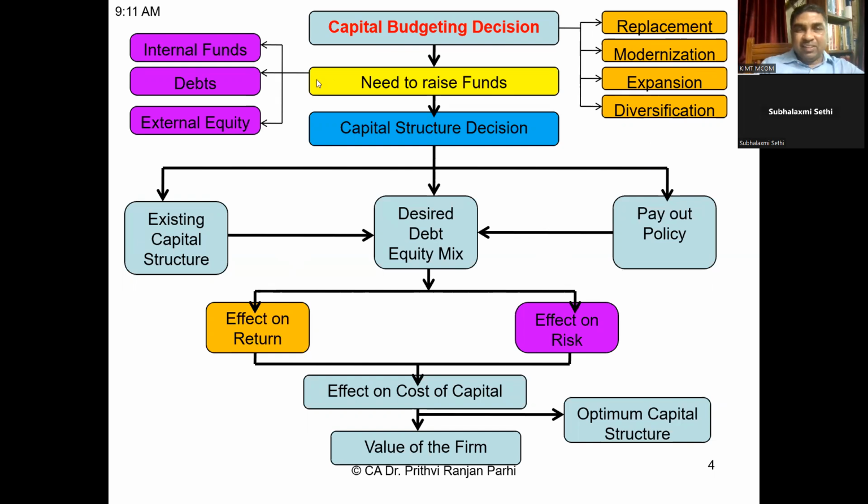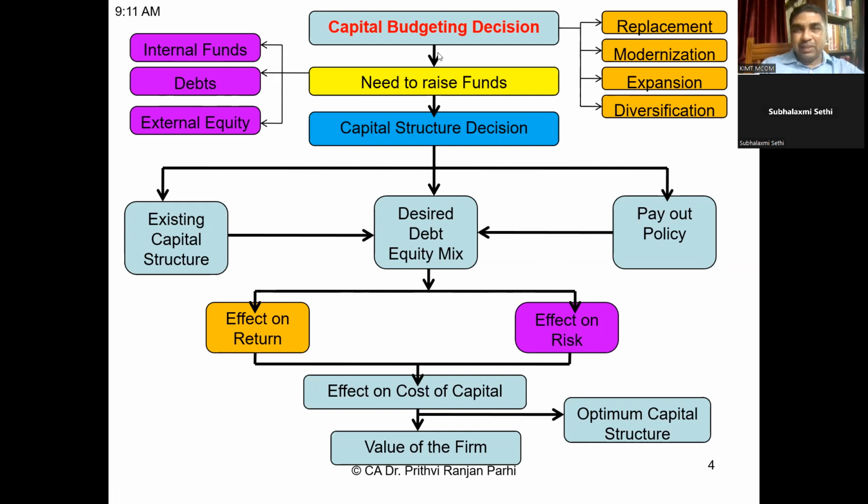When I say that I will be raising fund, now you see three possibilities I am showing. One is internal funds, internal generation. Second is debt. Third one is externally. Internal funds mean reserves. Debt means maybe term loan, maybe issue of debentures. External equity means fresh, new equity share issue.